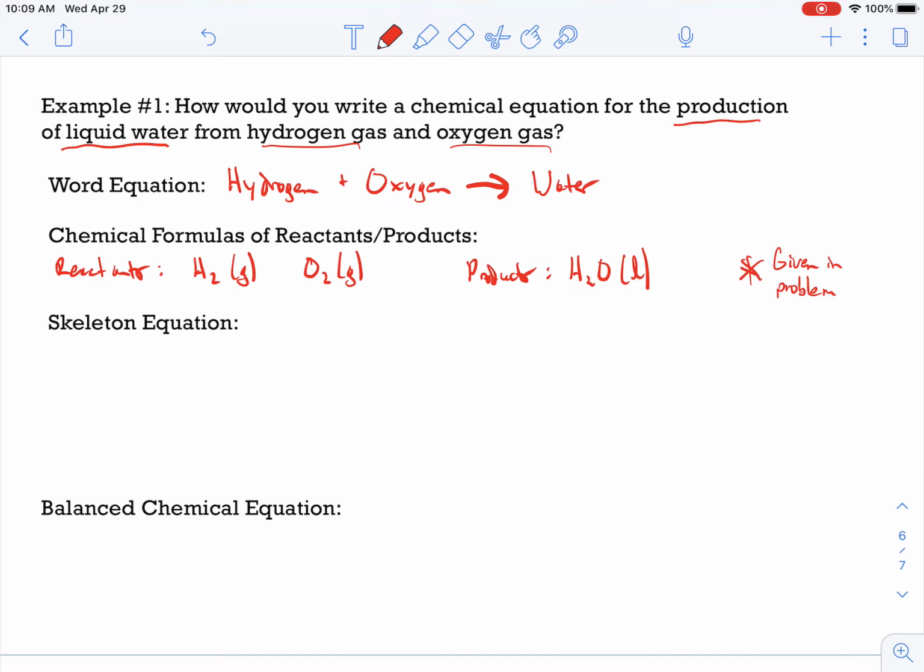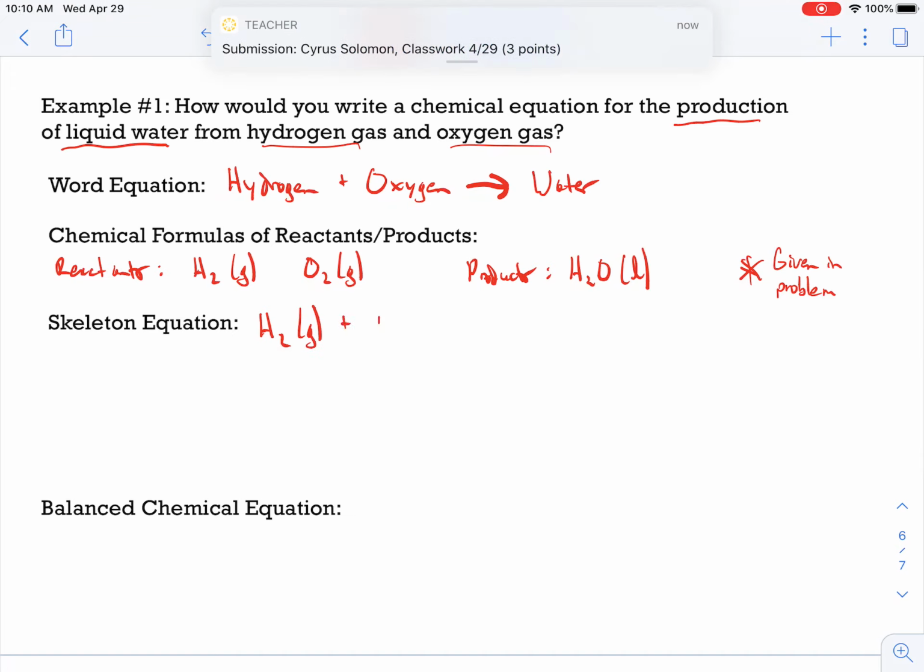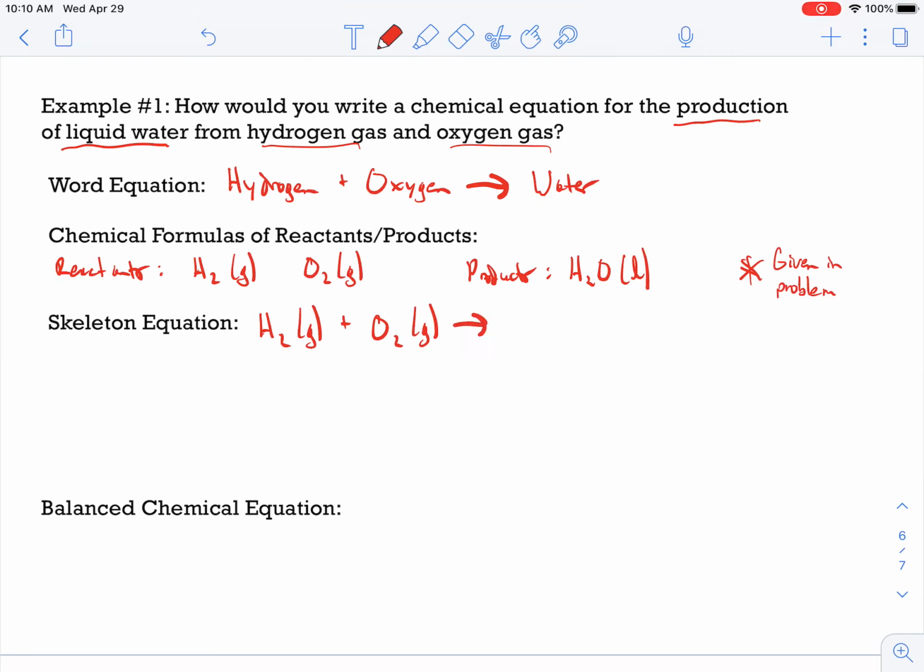So now what we want to do is rewrite this word equation, but in terms of the chemical formulas. This is going to make up our skeleton equation. So we're going to have hydrogen gas, H2 small g, plus oxygen gas. It's going to produce, or yield, liquid water.